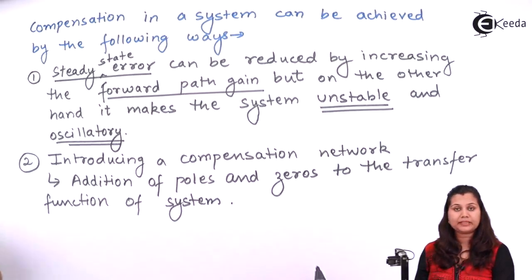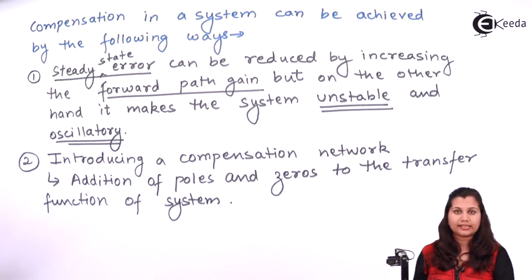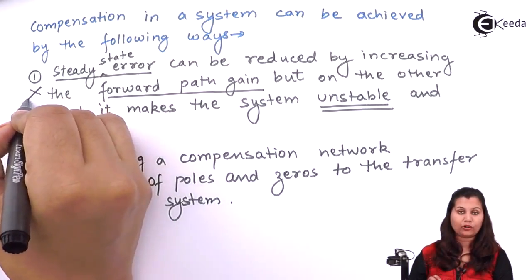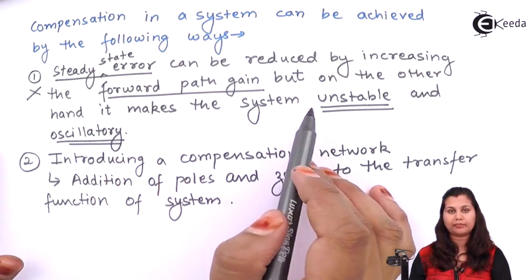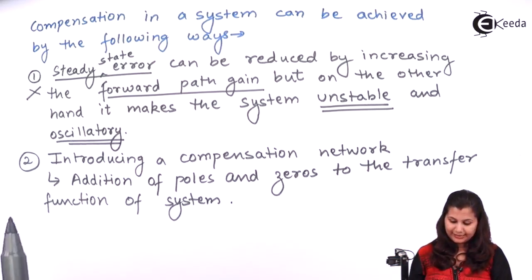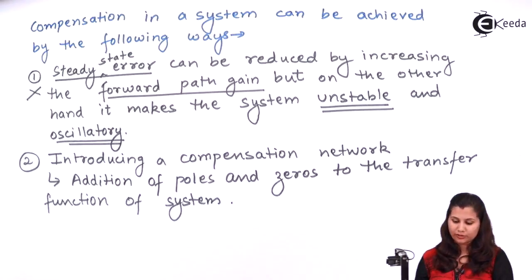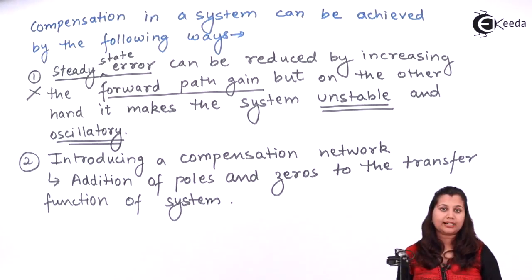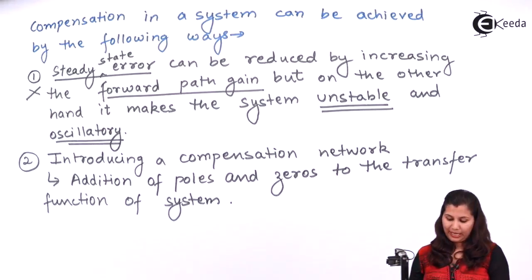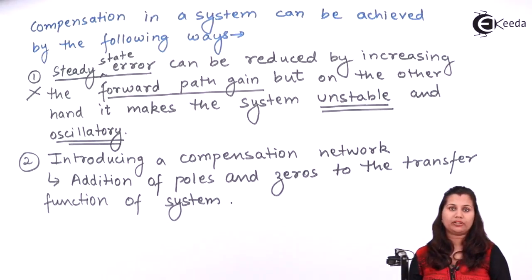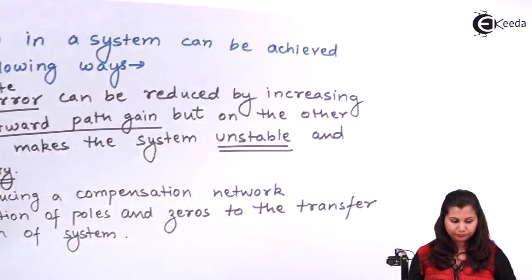Okay, so the first method was reducing the steady state error, which we have seen that we cannot do because it makes the system unstable and oscillatory. And the second way is the addition of poles and zeros to the transfer function. So let's see what will be the effect when we add a pole or zero to the transfer function of the system. What is the effect of it?